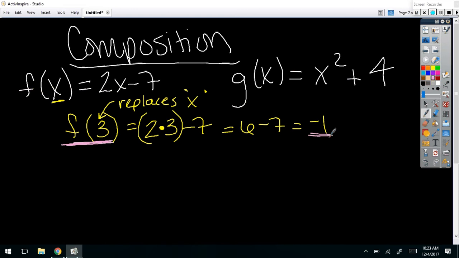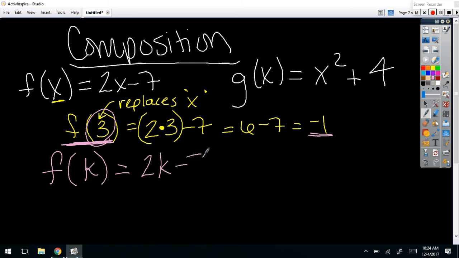Now, if you rewind back to the first week or two of this class, we did this. We spent a while, it was on your first review test, on function notation and how whatever's in parentheses is what goes in for the x, okay? So what if I asked you, what is f of k? Then you replace x with k. Then f of k equals 2k minus 7. That's your answer.